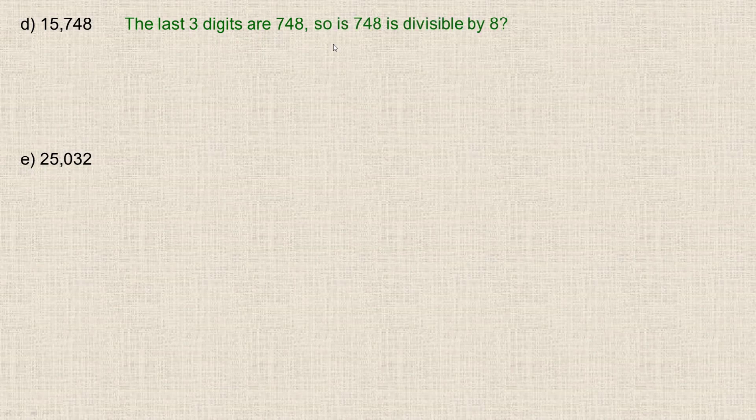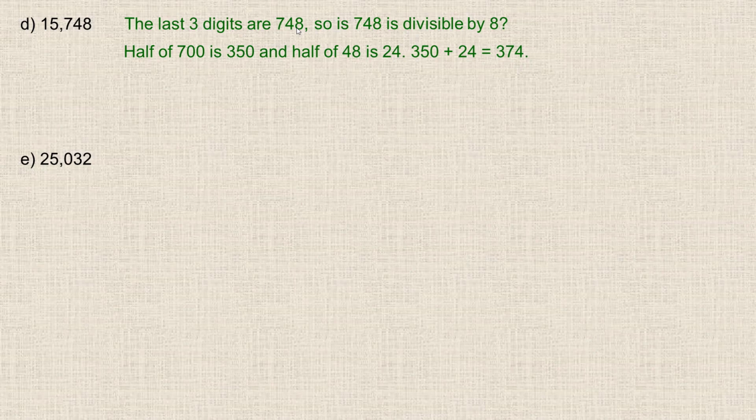Okay, example D on the next page, 15,748. The last 3 digits are the 748. So the question is, is 748 divisible by 8? I'm going to do the same thing I tried with the last one. Half of the 700 part would be 350, and half of the 48 part would be 24. If I add the 2 half parts, the 350 and the 24, I get 374. So 374 is half of the 748.